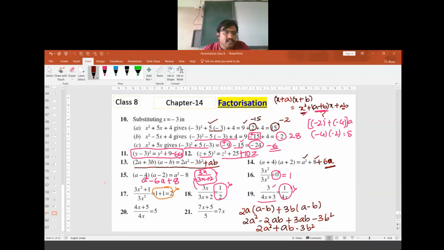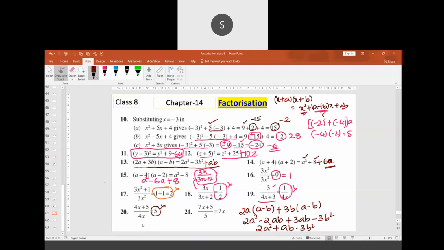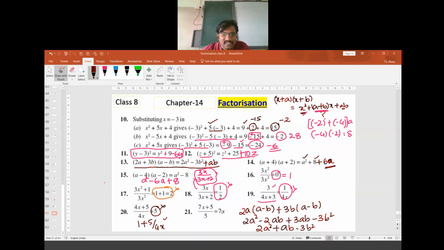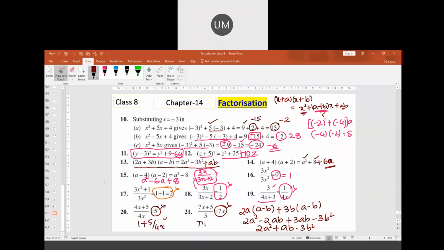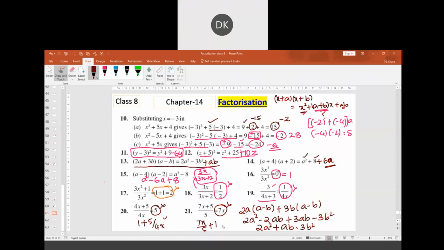Let's see the 20th one. Is the answer 5 correct? No, sir. Wrong, sir. It is wrong. Why is it wrong? Sir, it should be directly 1 plus 5 divided by 4x. Very good, sir. In this, 1 plus 5 divided by 4x. Is this correct? It is not correct. What is correct? Sir, it should be 7x by 5 plus 1, sir. Correct, sir.